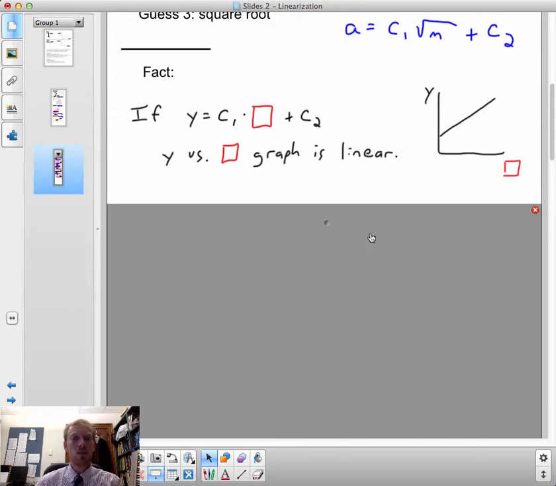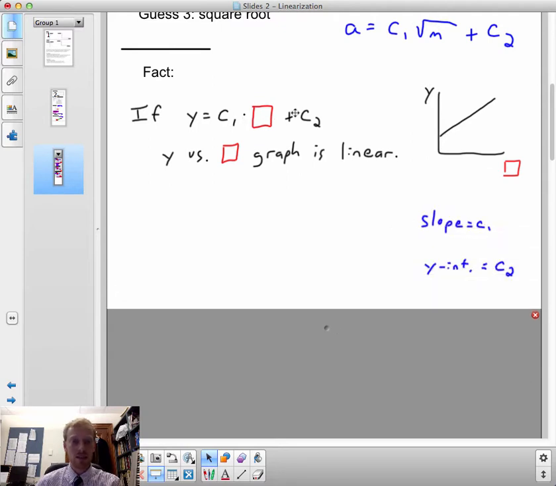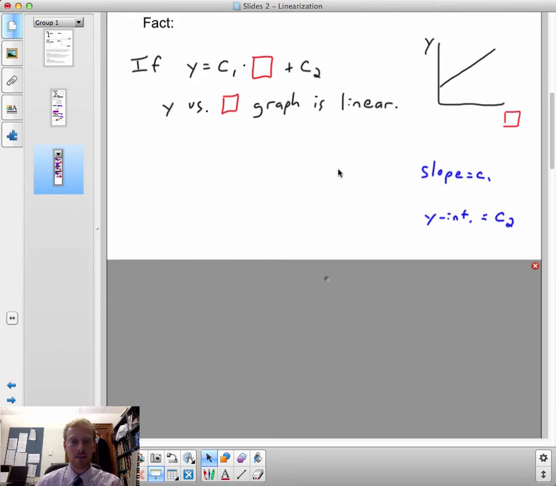Well, here's a fact. Y equals mx plus b. In other words, if some y value really equals a constant times some other variable that I will call red box instead of x, plus c2, if this really is a true equation, then when you graph y versus red box, that graph is linear. This is just saying y equals mx plus b, except I'm not using the letter x, I'm using red box. And the slope of that line is the first constant, and the y-intercept is the second.